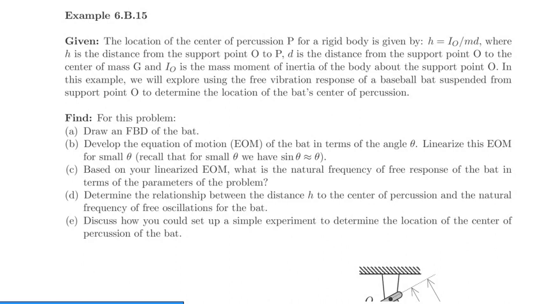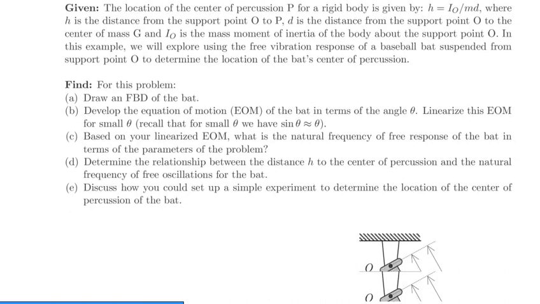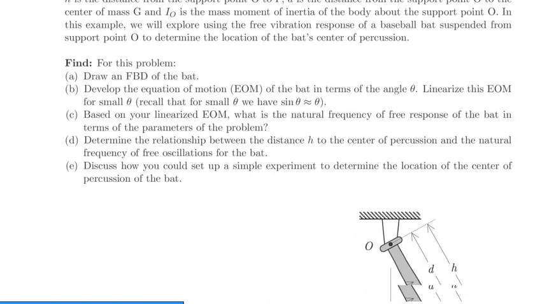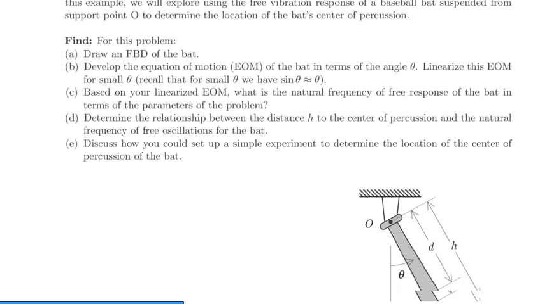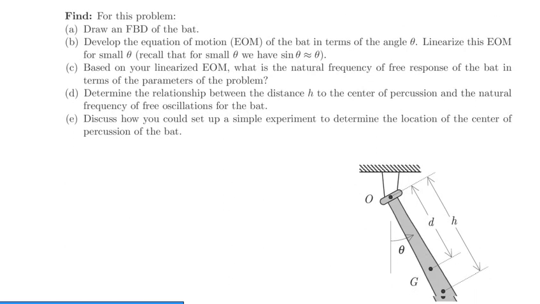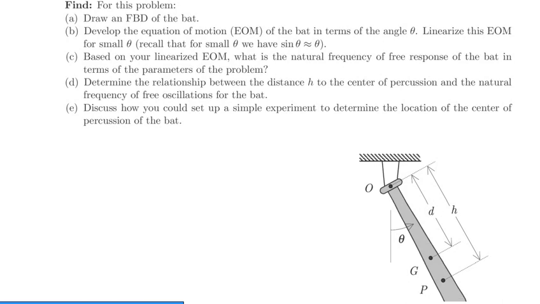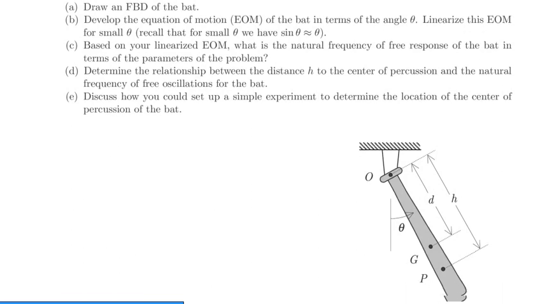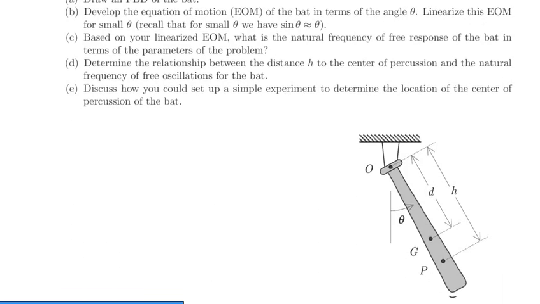In this example, we're asked to explore the free vibrations of the baseball bat suspended from the support point O and to determine the location of the bat's center of percussion. To do this, we're asked to start by drawing a free body diagram of the bat, then to develop the equation of motion of the bat in terms of the angle theta using small theta approximations. We're asked to linearize the system and figure out the natural frequency of the response of the bat in terms of the parameters in the problem.